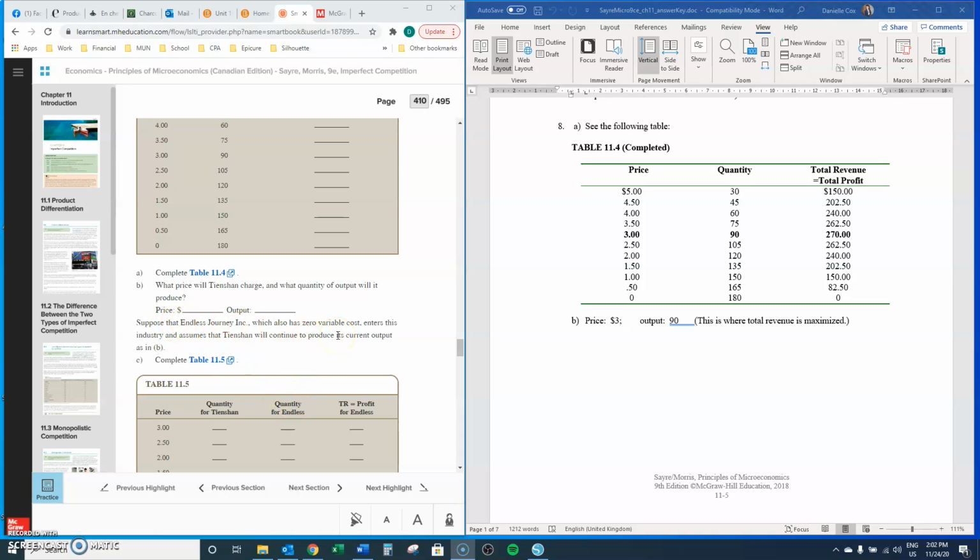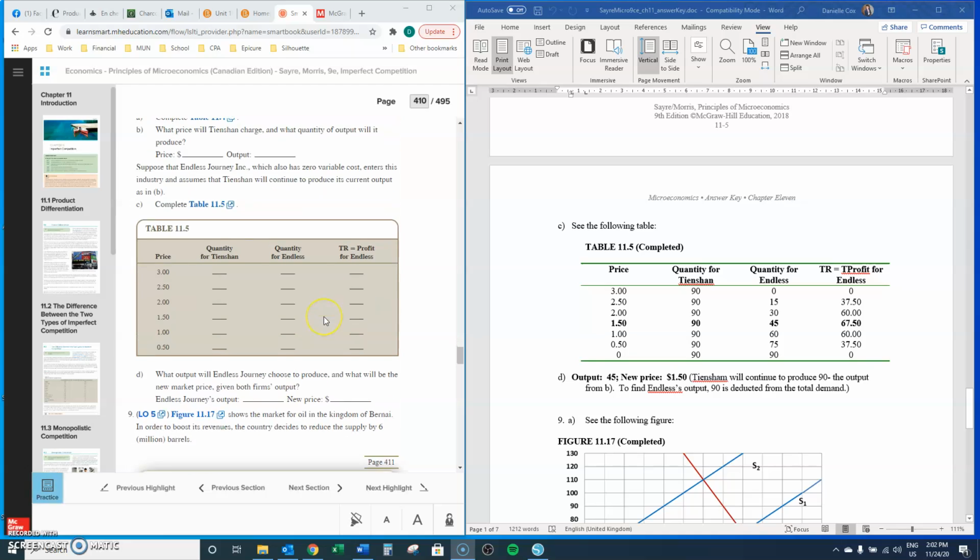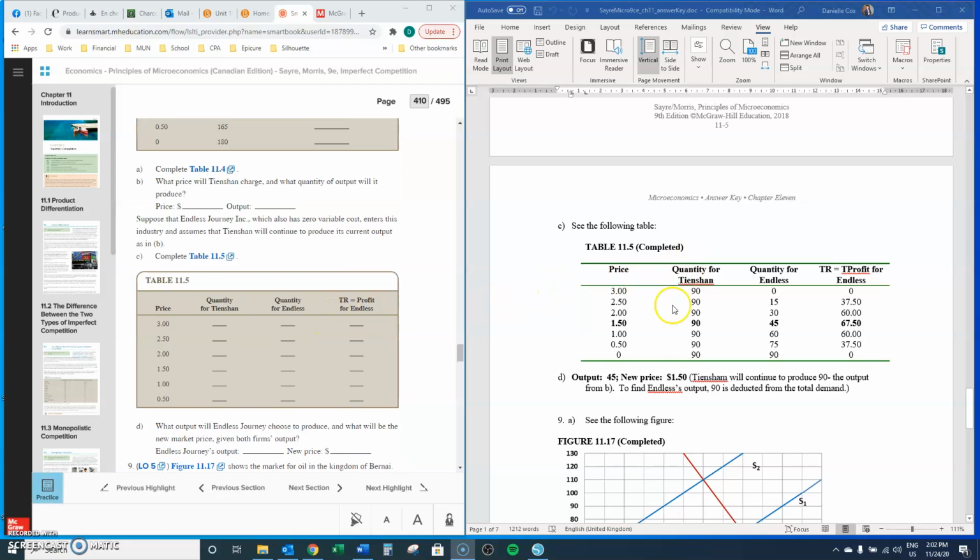They also have zero variable costs, and they enter the industry and assume that the other company is going to continue to produce its current output, as in B. So in part B, we determined that they were producing 90. So we're asked to fill out this table. So the quantity for the existing company that was already there, we're going to assume that they're still going to produce 90 like they did in the past.